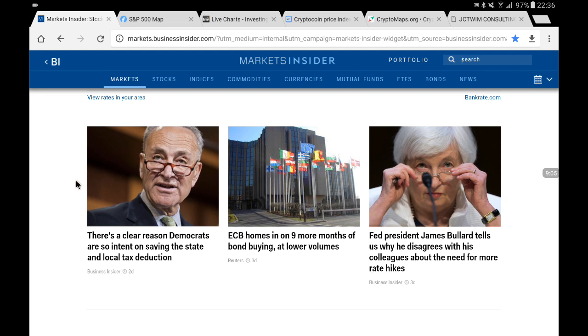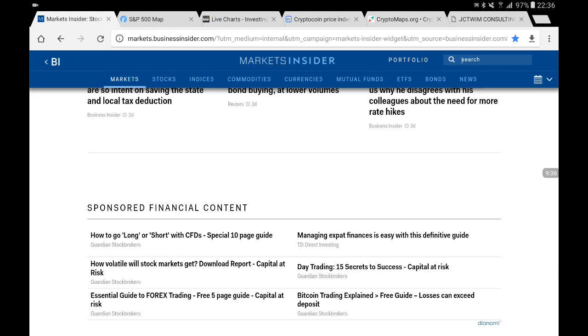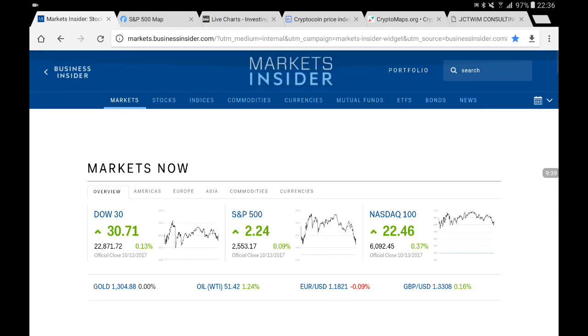Okay, over here, what do we have for the bonds? There's a clear reason Democrats also intend on saving the state and local tax deduction. Over here, the ECB extends bond buying for 9 more months at lower volumes. And over here, the Fed chair, Mrs. Janet Yellen. Over here, Fed President James Bullard tells us why he disagrees with his colleagues about the need for more rate hikes. Possible rate hike in December, okay, at the next FOMC minutes.